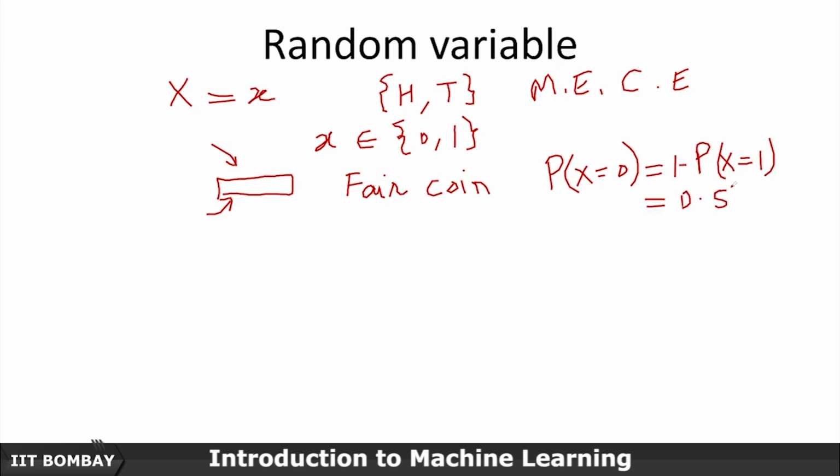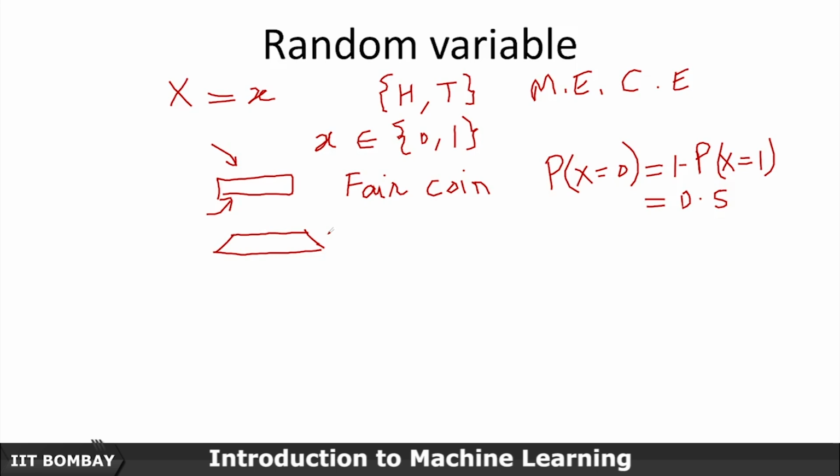If the coin is biased, perhaps the cross section has a slightly larger face for one of the outcomes and slightly smaller face for the other outcome. In that case, the probability of x being 0 need not be 0.5, it can be greater or less than 0.5, but it will always be between 0 and 1.